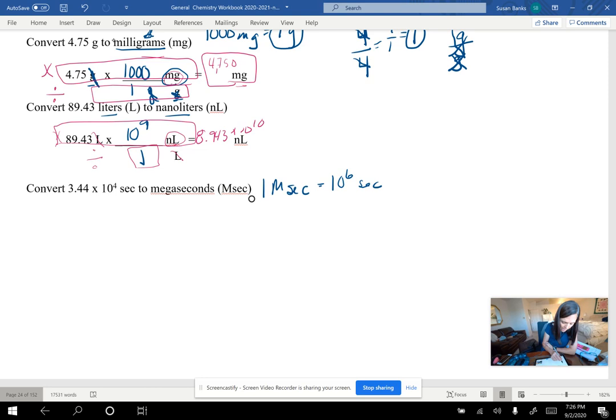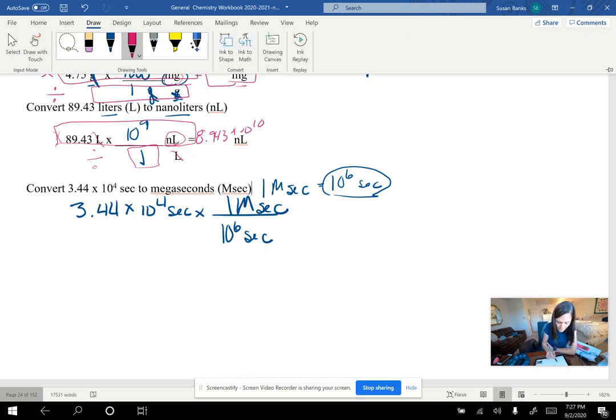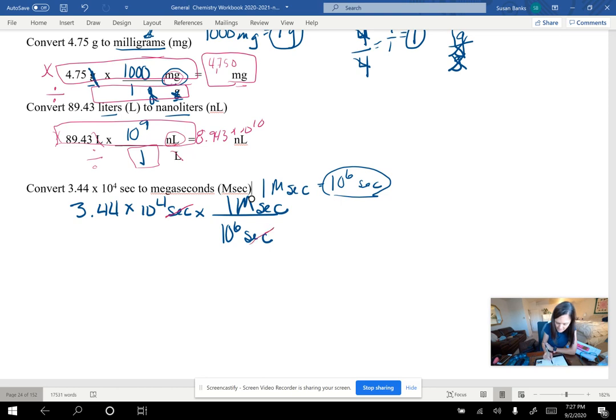So let's look at this. Let's set this up. We're going to start with a number that I know, 3.44 times 10 to the 4th seconds. And I want my seconds to cancel. So I'm going to put seconds here of my conversion on the bottom. So I'm going to have 10 to the 6th seconds will give me 1 megasecond. Okay, so let's look at our units here. I have seconds on top and seconds on the bottom, so they're going to cancel out. The only unit that I have left then is megaseconds, and that's exactly what I'm asking for. So that's what I wanted to know, right?